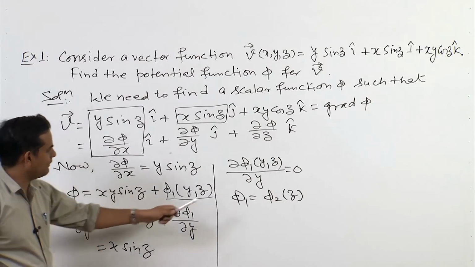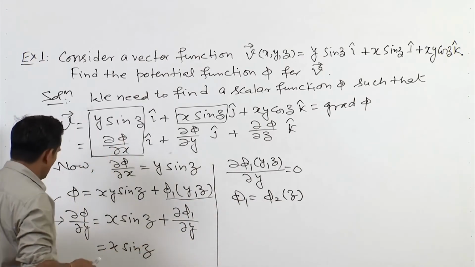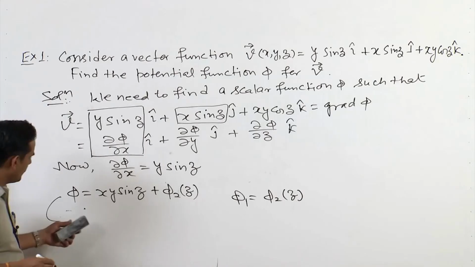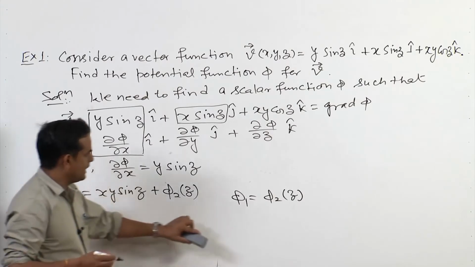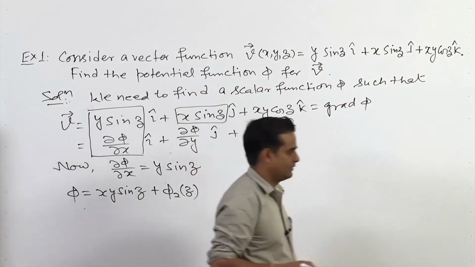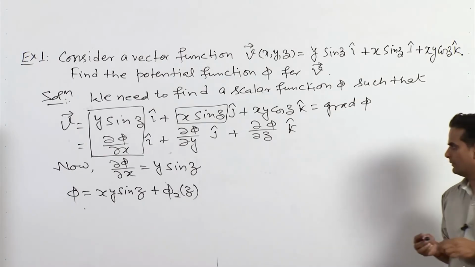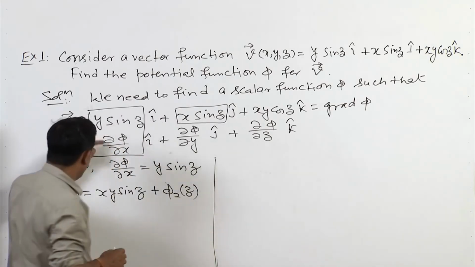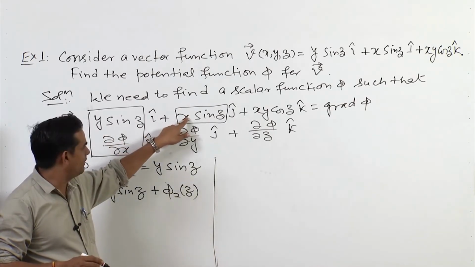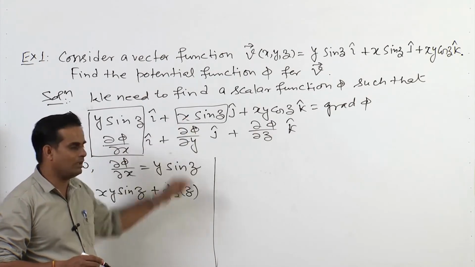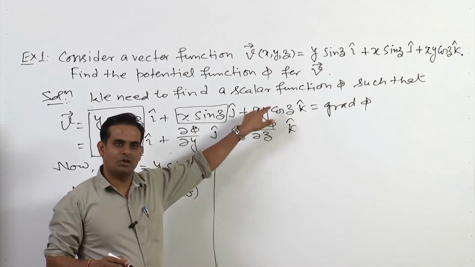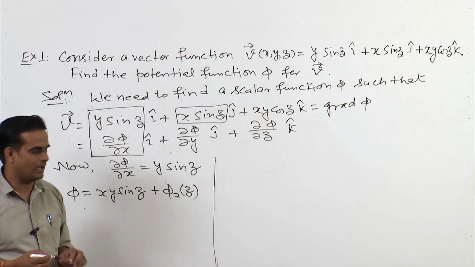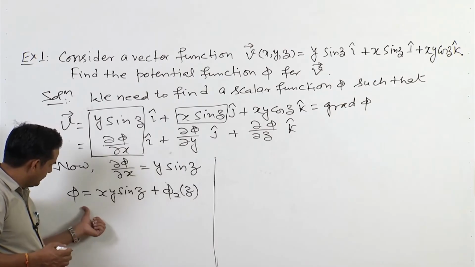If I substitute this value of phi 1 here, then I can write that phi equals xy sin z plus phi 2 of z. Now, let us try to calculate this phi 2. So far we have made use of only these components; we did not make any use of the component in the direction of unit vector k. So, let us try to do it.